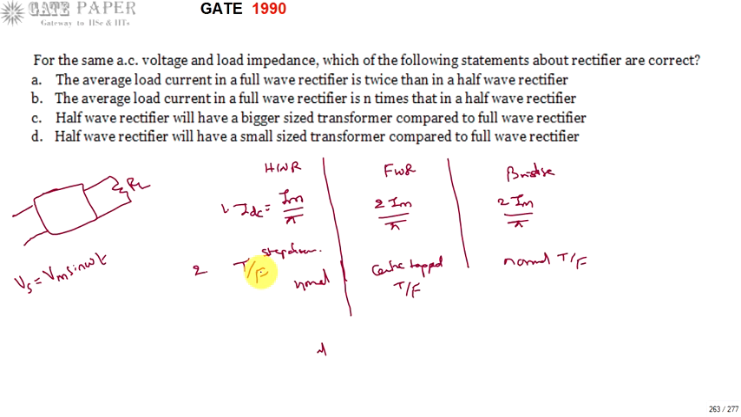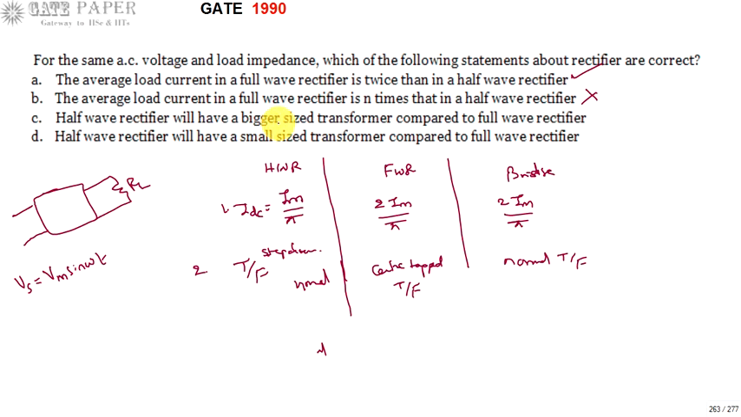So if you are comparing the four statements given in the answers, average load current of full wave rectifier is twice that of half wave rectifier. A is the right answer, with respect to both, full wave rectifier may be bridge rectifier or general full wave rectifier. Second is average load current of full wave rectifier is n times that of half wave. It is not n times, it is only twice. So the right answer is nothing but A only. And we will check about C.